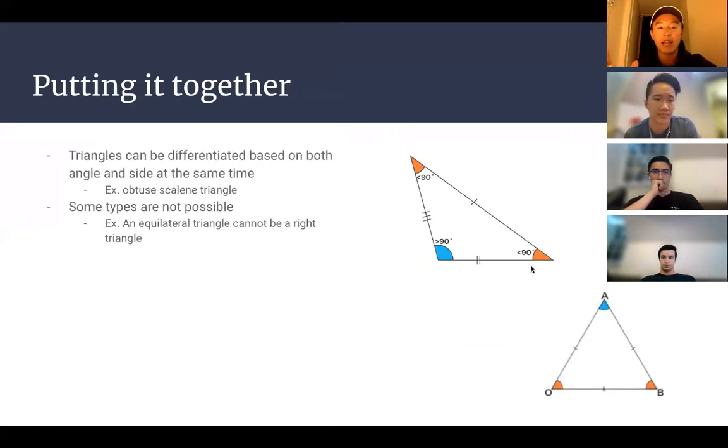So now you can actually put this together, right? Triangles can be differentiated based on both angle and side at the same time. One example of this is this triangle right here that I'm circling with my cursor on the left. If we're looking just from an angle perspective, this angle right here is greater than 90 degrees, so that makes this an obtuse triangle. But based on the notches here, we can also see that the sides are all different lengths, right? So that makes it a scalene triangle too. In this case, we would call this an obtuse scalene triangle.